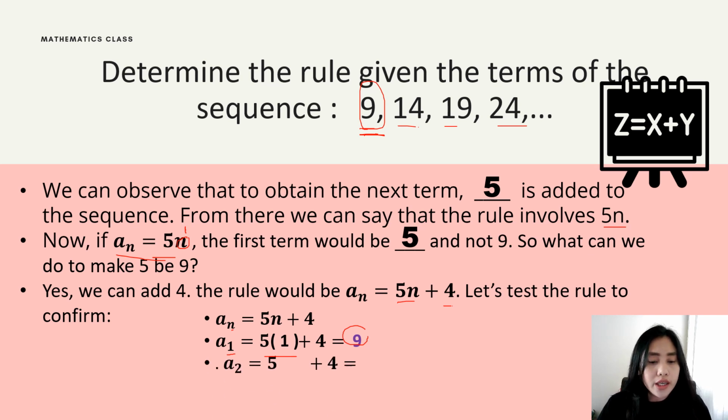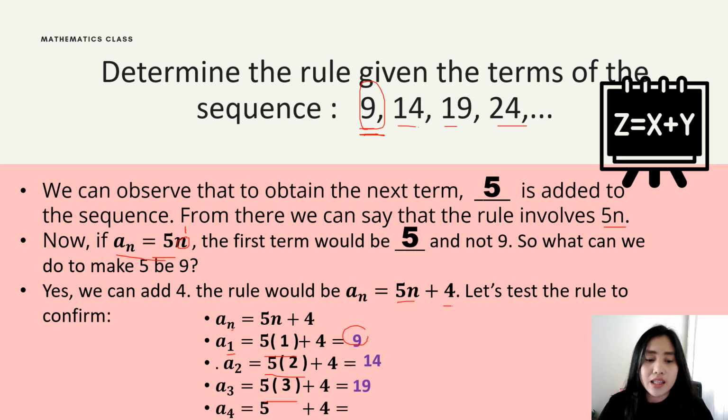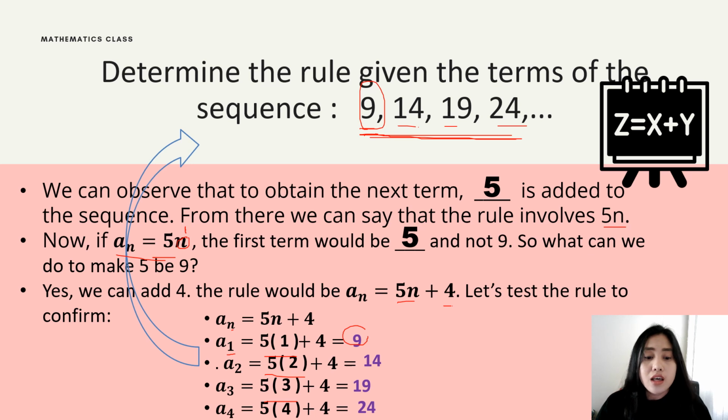A sub 2 equals 5 times 2, which is 10, plus 4 equals 14. A sub 3 equals 5 times 3, which is 15, plus 4 equals 19. And a sub 4 is 5 times 4, which is 20, plus 4 equals 24. Tama! Napakita natin yung mga given elements. Therefore, tama na ang ating rule ay a sub n equals 5n plus 4.